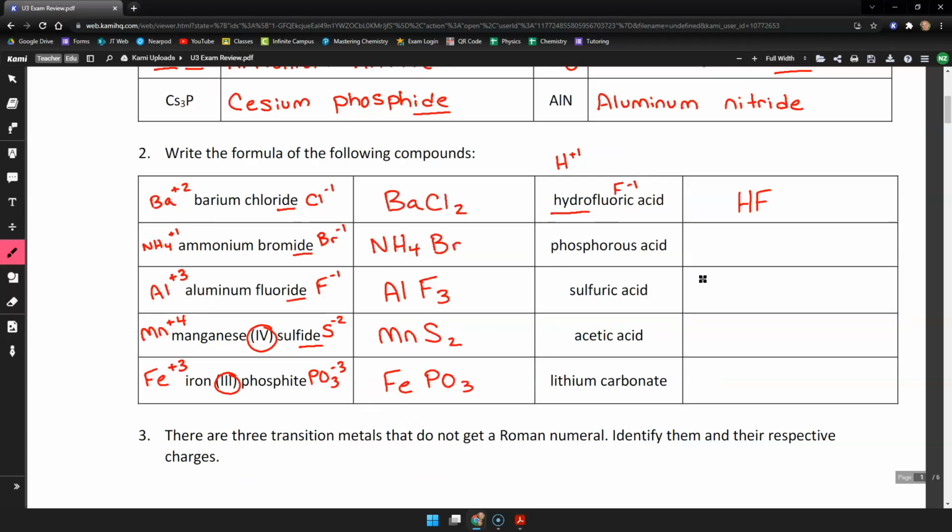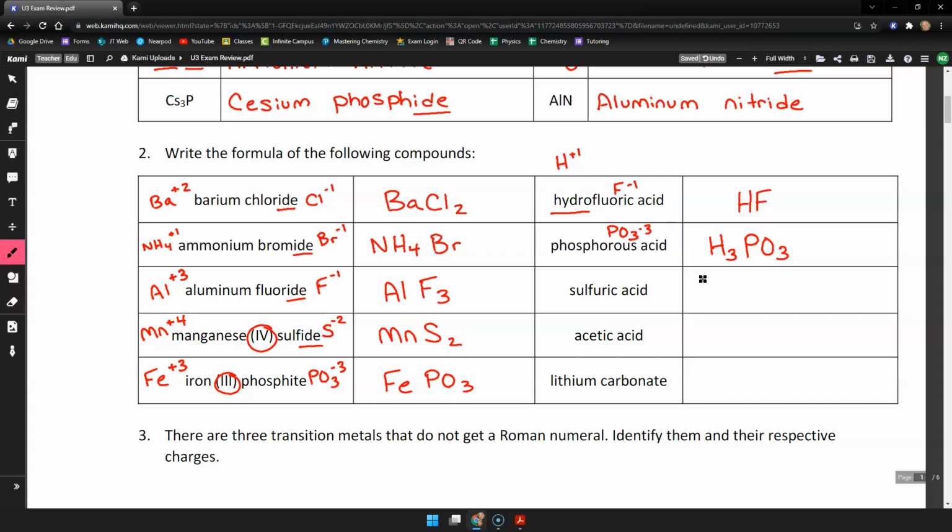Okay, so there's no hydro. We know there has to be an oxygen, so the only one that'll work is going to be phosphite. So we're going to have hydrogen, and we're going to have phosphite, which is PO3. Remember, this has a -3 charge, so I need 3 hydrogens to make that work. Let me just write this off to the side: PO3 with a -3 charge, so we needed 3 hydrogens to make that work.